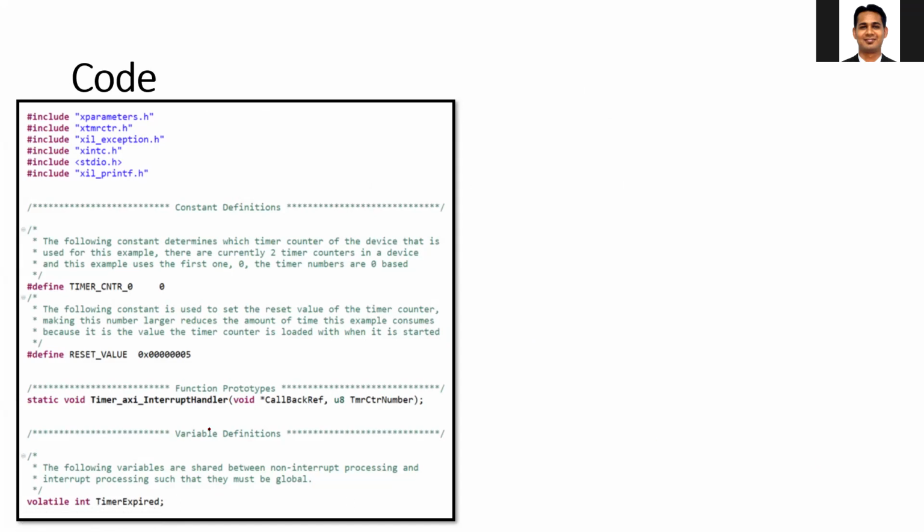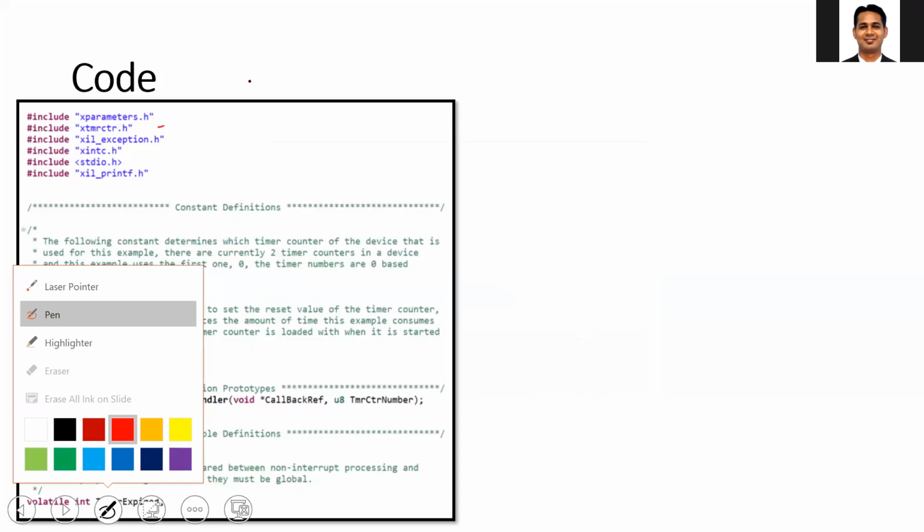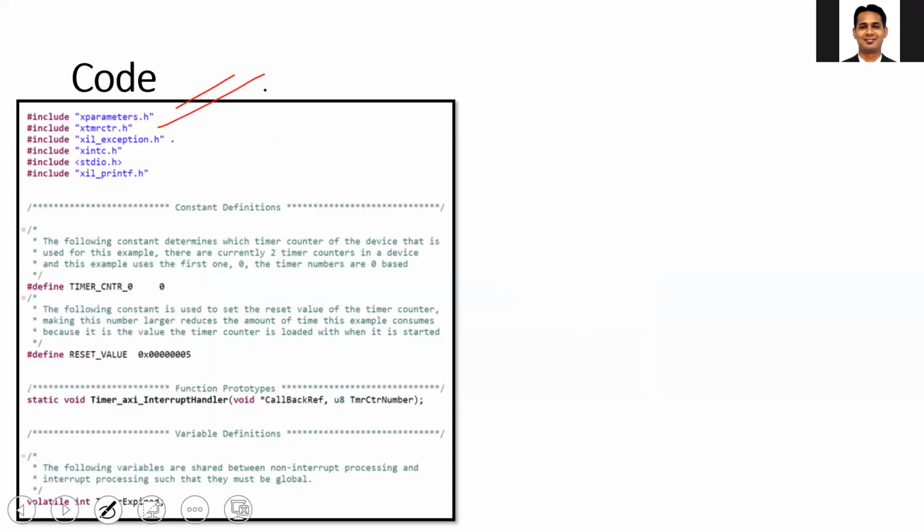So here I have added the desired .h files: for the timer, the xparameters.h file, the exception .h file, this is for the AXI interrupt, and this .h file will be needed if we are using the Xilinx printf statement. So here I'm mentioning among the AXI timers whether I'm using timer 0 or timer 1, and here I am mentioning what the reset value is.